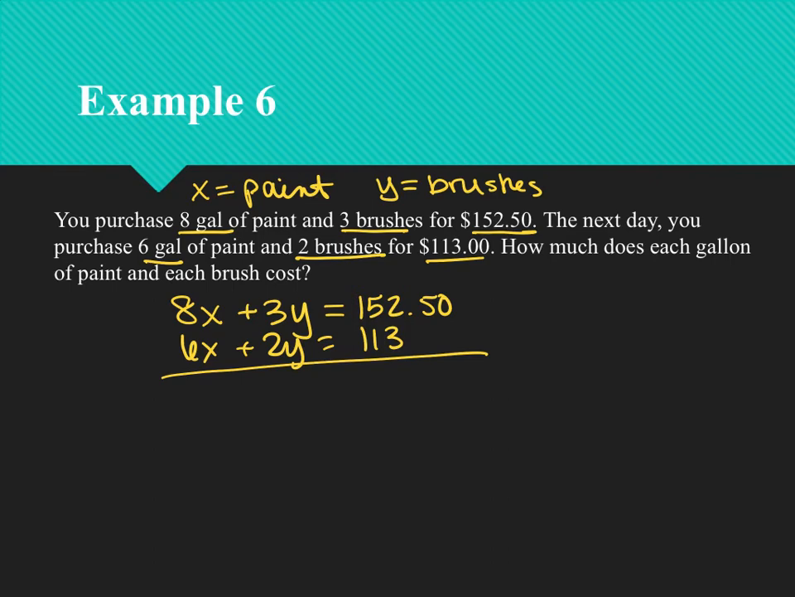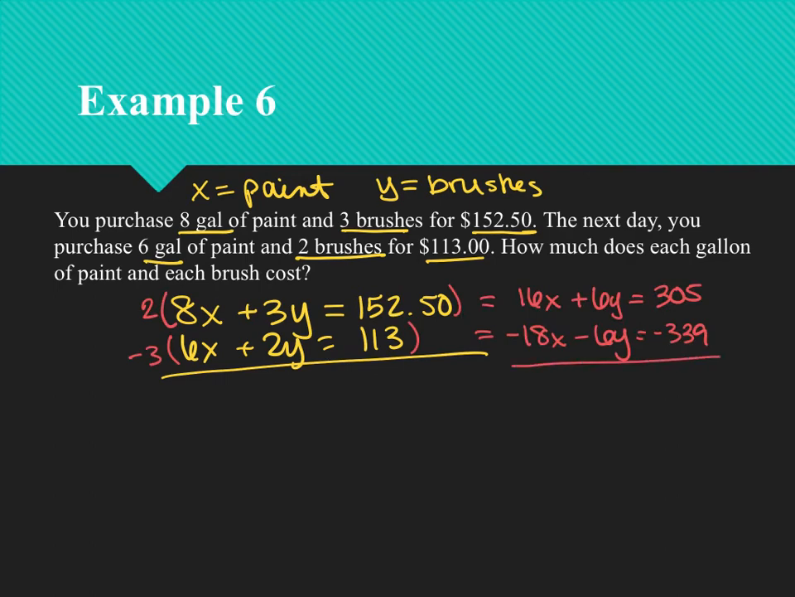So I personally am going to choose to eliminate the y's, and to do that I'm going to get something that looks like this right here. So when I go ahead and add these up, I end up with a negative 2x, my y's cancel, and I have a negative 339 plus 305, and that's going to give me a negative 34. So when I divide, I can see that x, which is my number of gallons, or my paint, is going to give me a price of $17 per gallon.